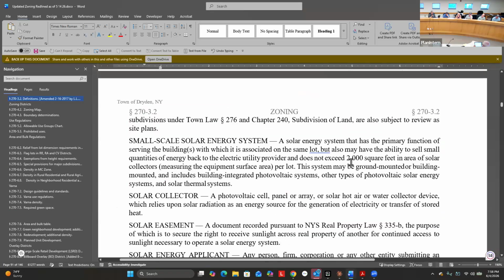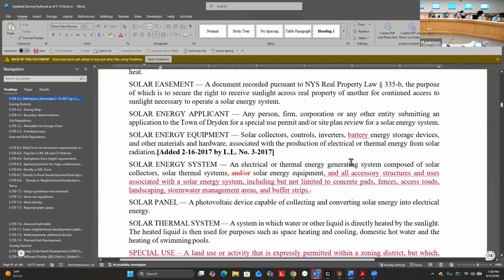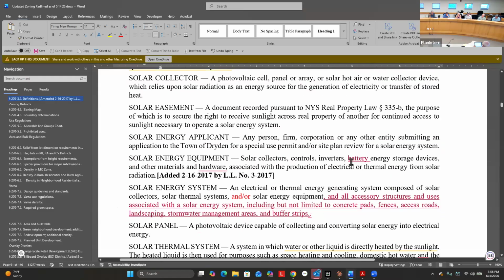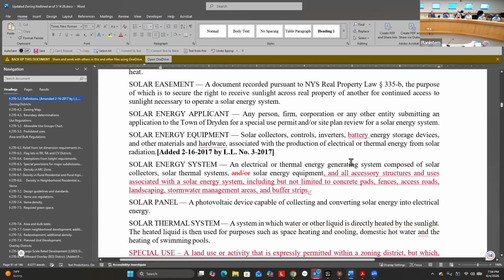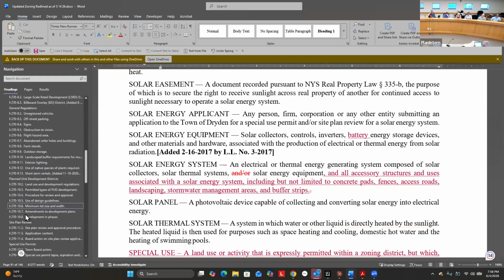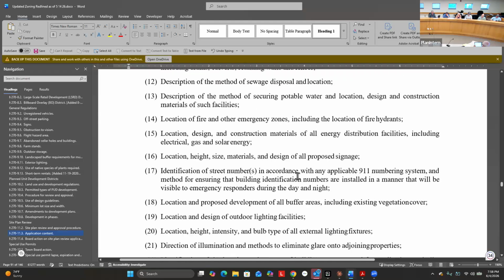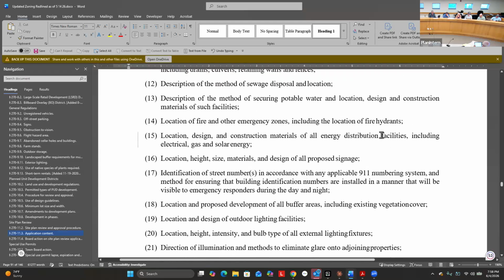So actually, what they're suggesting is replacing facilities and defining what an energy distribution facility is. Right. I don't think we want to include the word on site. I think we want to say location, design, and construction materials of all energy distribution systems servicing the project, including electrical, gas, and solar energy, as well as energy systems for heating and cooling the site and energy storage units integral to the project.